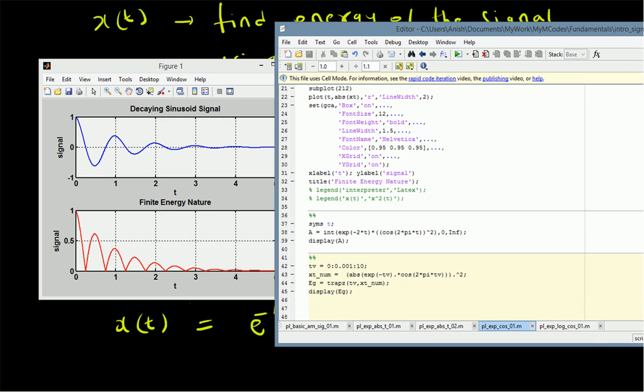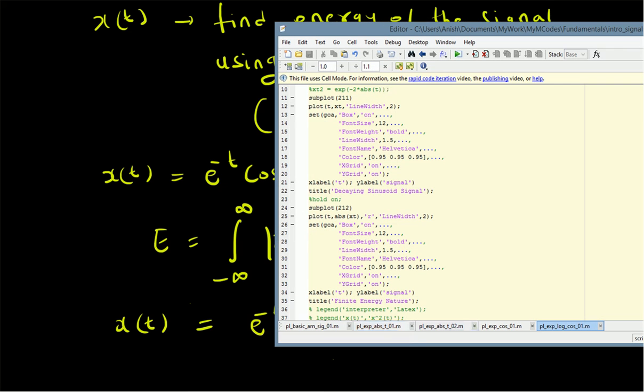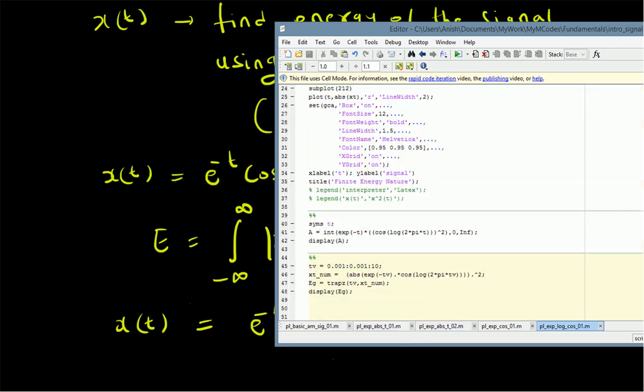For the signal e power minus t cos of 2 pi t, we can find the value by using either approach. But for signals such as e power minus t cos of log of 2 pi t u of t, the theoretical approach is not viable because we cannot compute the energy by using the integration formula. It does not have a closed form solution. But still, we can use numerical methods. That is, we can still use the trapezoidal integration to find the energy.